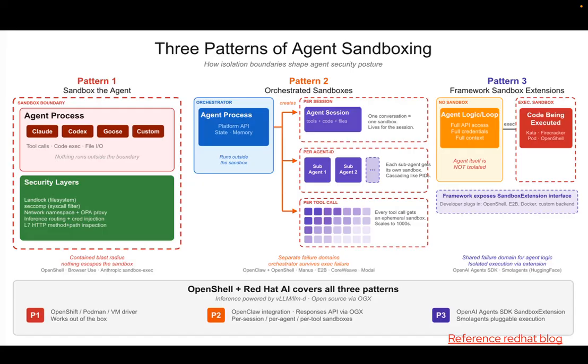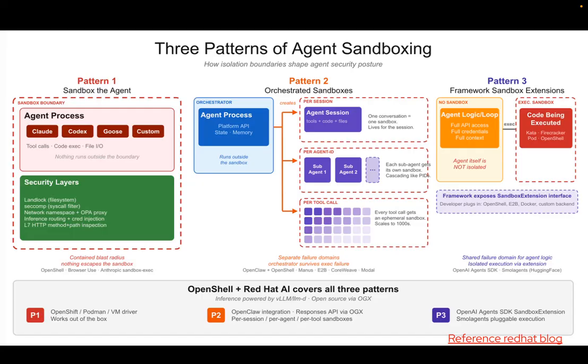Pattern 1 is the most straightforward, and all the agent processes run inside of the sandbox boundaries. So all the logic and tool calling have to go through the security layer. It's well protected by the sandbox layers and policies. This is useful when you have a third-party agent. You don't want to modify the agent logic, or you cannot access the code to modify it, and it will just run out of the box for you.